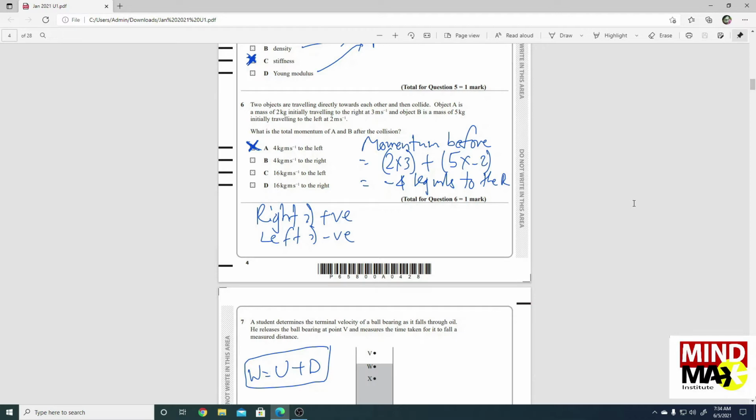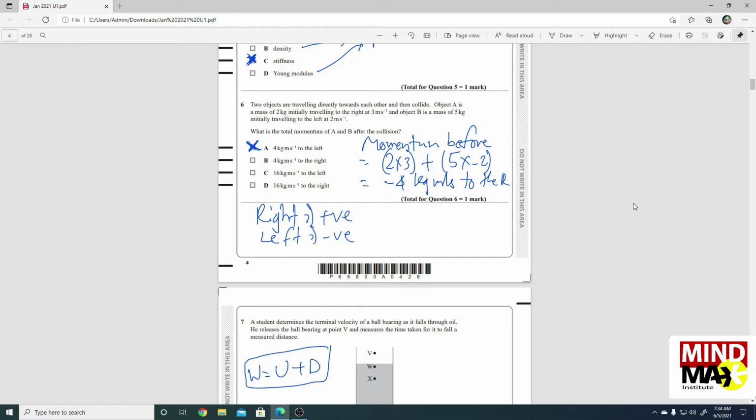If we take the right to be positive and the left to be negative, the momentum of A would be 2 multiplied by 3 positive, plus the momentum of B would be 5 multiplied by minus 2, because we are taking the left to be minus. So we get how much? Minus 4 kg meters per second to the right. Basically the momentum after the collision would be the same as before, because we have to make sure that the law of conservation of momentum is maintained.